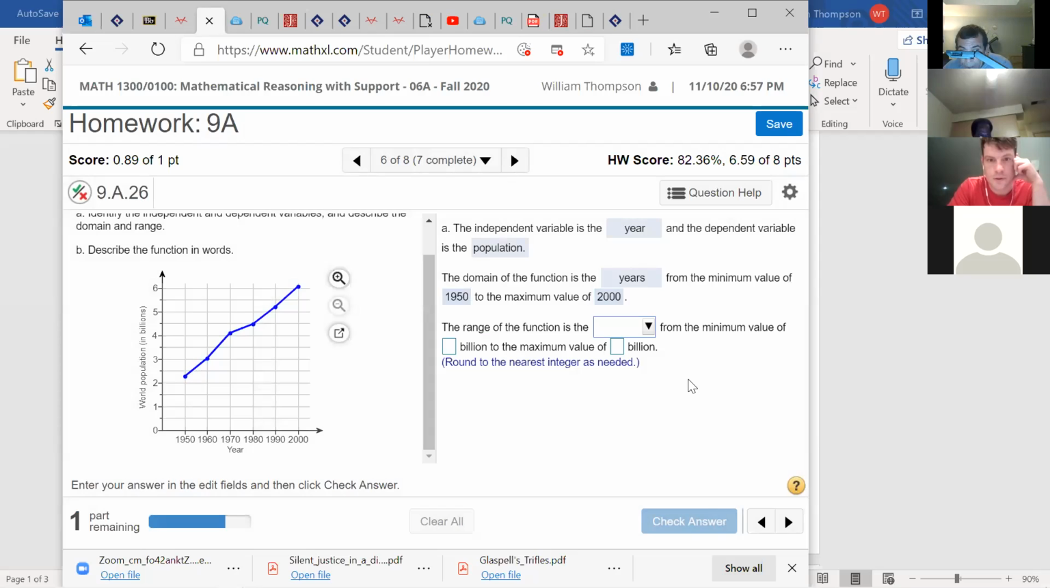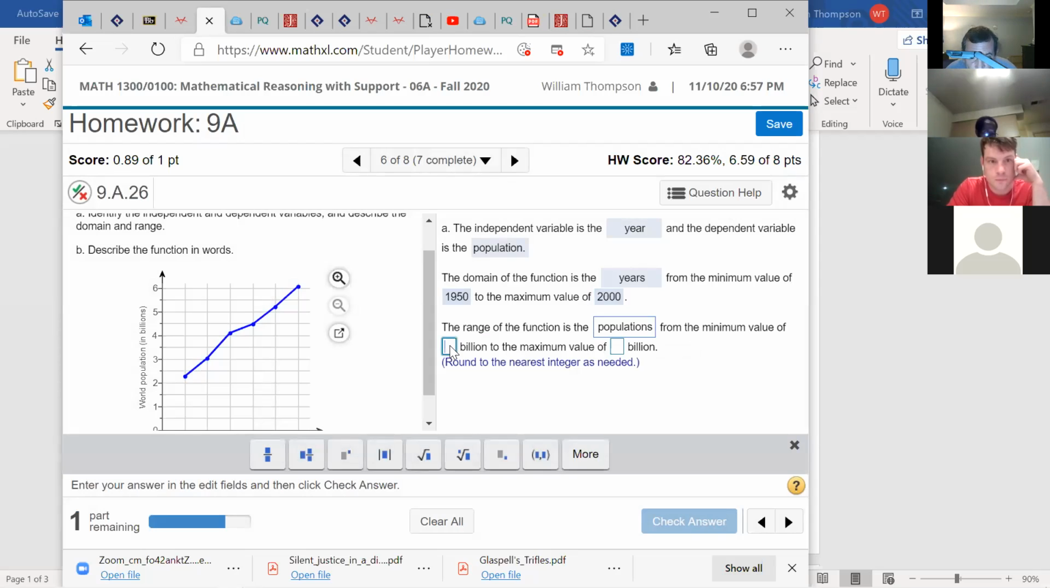Range. So the range is these Y values, or this vertical stuff. So that's going to be populations. It's giving them in billions and they want us to round to the nearest integer, which is whole numbers. So go with that 2 like you got, 6 like you got, okay.